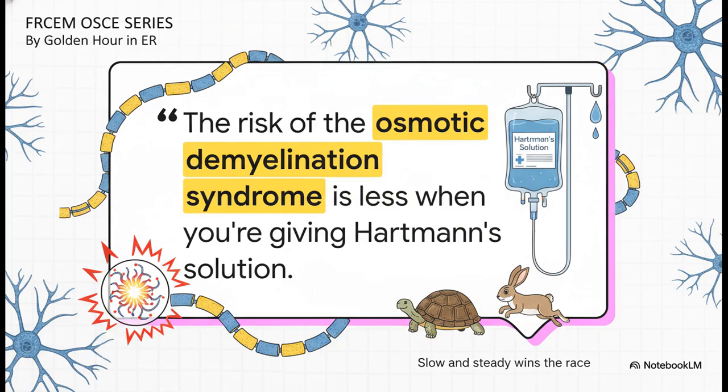If you correct chronic hyponatremia too fast, you literally force water out of brain cells too quickly. This can cause a devastating, irreversible neurological injury called Osmotic Demyelination Syndrome. It's like stripping the insulation off of the nerve cells in the brain. Our goal is to make the patient better, not cause permanent harm. Slow and steady absolutely wins this race.